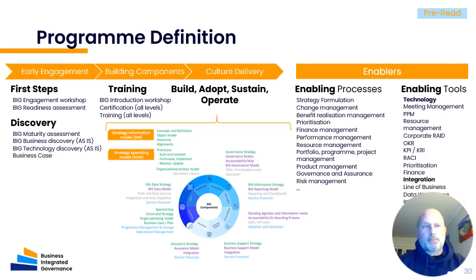This diagram tries to put it all onto one page. On the left hand side of the page, in early engagement, we've got first steps and discovery activity, trying to engage with our audience and build out the reason why. Building components, we've then got maybe some training activity, we've got build, adopt and sustain and operate, and our culture change, where we're doing adopt and sustain. We've identified some enablers, some other building blocks, but those will be specific to each business area and each organization. So have a look, see what you think.